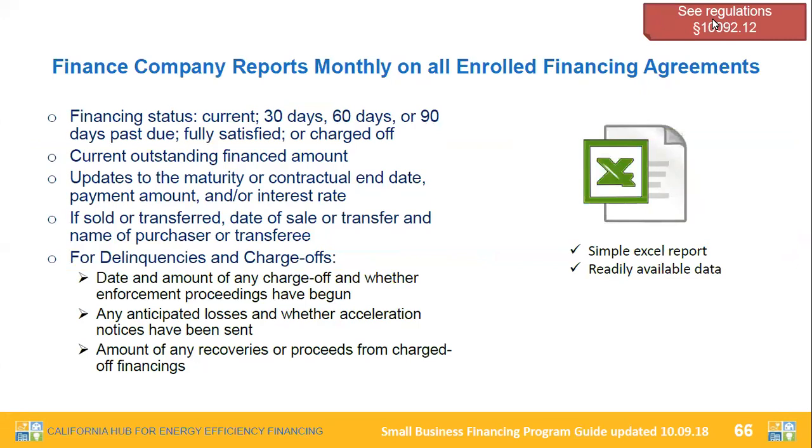This next slide shows the monthly reporting requirement for the finance companies, which is pretty straightforward and pretty easy. We're basically just asking you to report on performance data, which you have close at hand. So whether the financing is current or past due or charged off, the current outstanding amount, and this gets back to how do we define the financed amount, any updates to the maturity or contractual end date, payment amount or interest rate, if you sell or transfer the financing, the date and the name of the purchaser, and then some information about delinquencies and charge-offs, just so we can keep an eye on the portfolio and know what funds are on the hook at any given point.